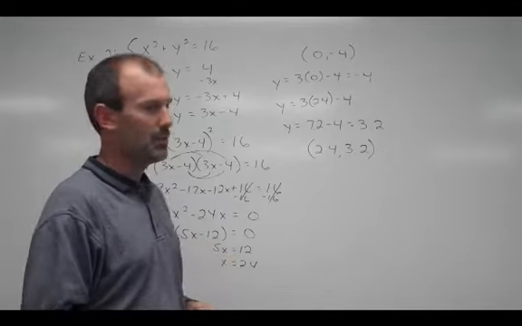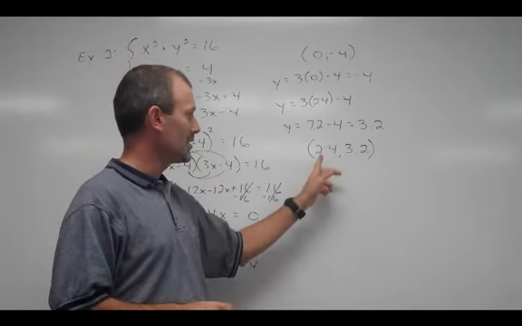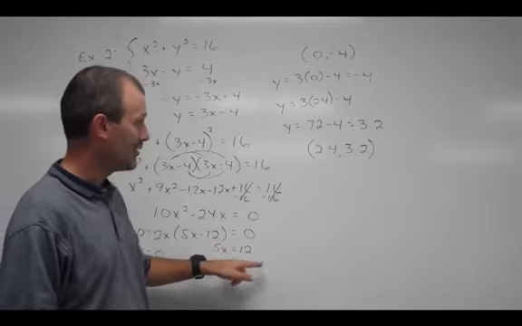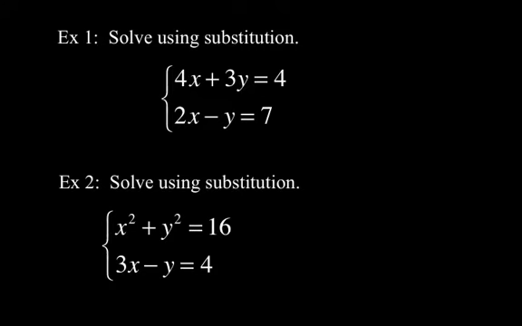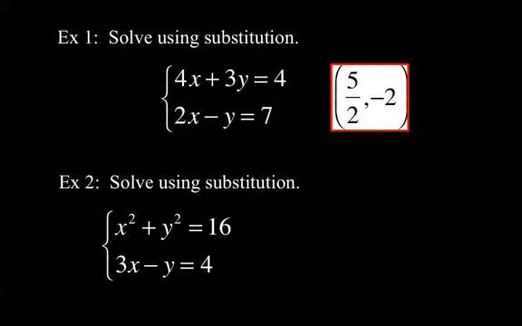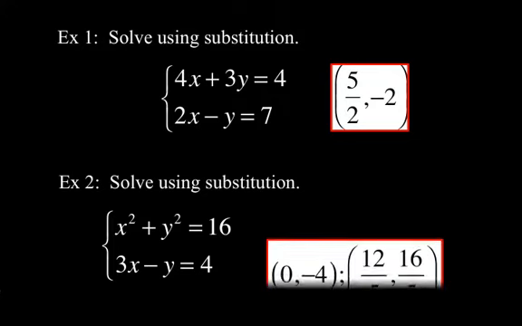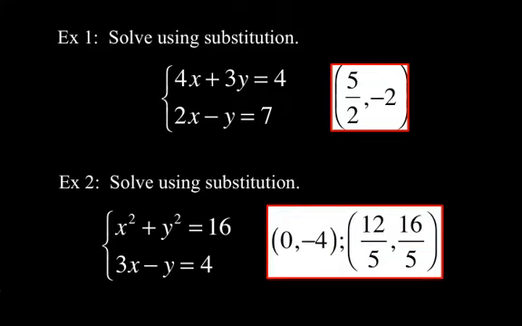And I know on the PowerPoint I have those as fractions. This fraction is 12 over 5, and this one would be 16 over 5. Our first answer gives us 5 halves, comma negative 2. So x is 5 halves, y is negative 2. And for the second one, we get actually two sets of answers. 0, comma negative 4 is one of the solutions, and then 12 fifths, comma 16 fifths is the other solution.